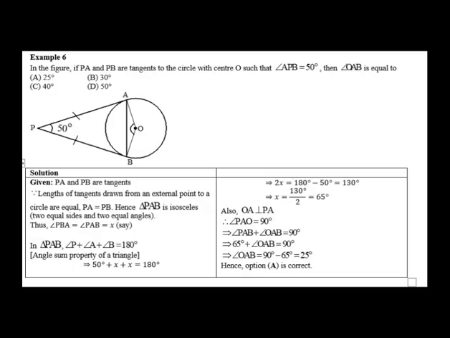Also, OA is perpendicular to PA. Therefore, angle PAO is equal to 90 degree, which implies angle PAB plus angle OAB is equal to 90 degree. That is 65 degree plus angle OAB is equal to 90 degree, which implies angle OAB is equal to 90 degree minus 65 degree, which is equal to 25 degree. Therefore, angle OAB is equal to 25 degree. Hence, option A is correct.